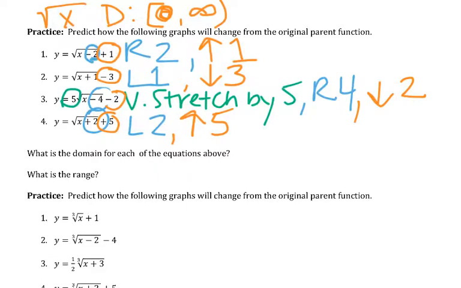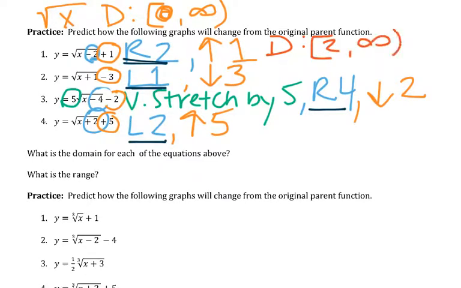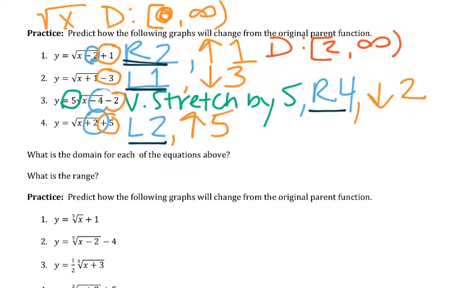Our domain will change if we are shifting left or right. Here we moved right, here we moved left. I'm going to do this in red. Because we moved right 2, our domain is going to shift to the right 2. So our new domain is 2 to infinity, instead of 0 to infinity. In number 2, we moved left 1, so our domain becomes negative 1 to infinity.